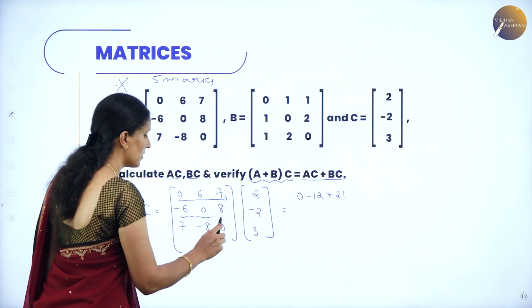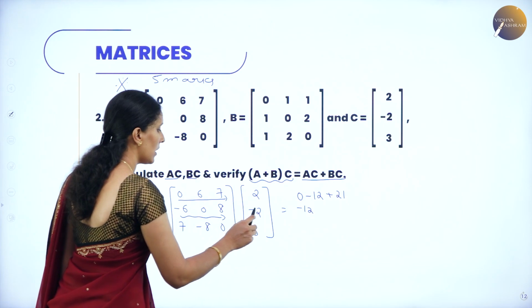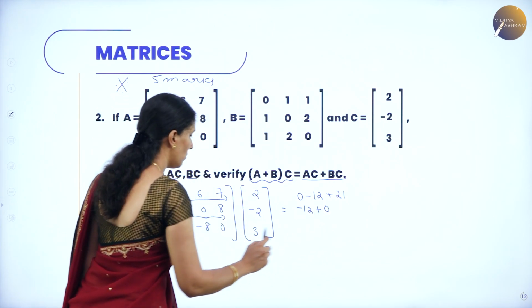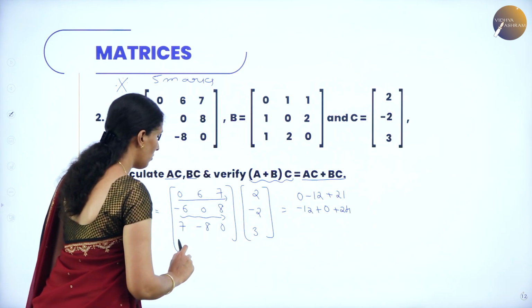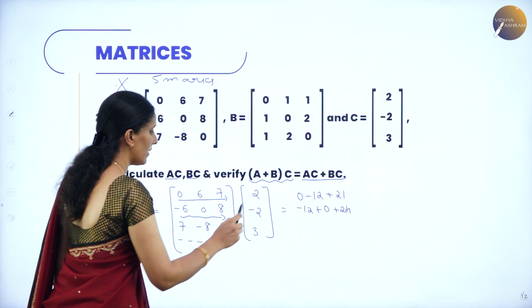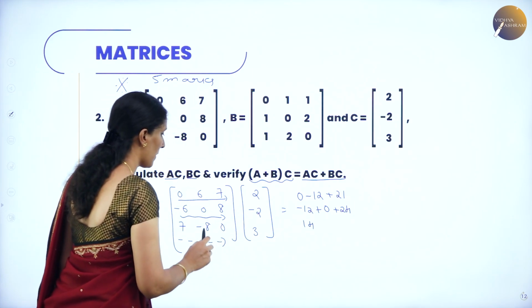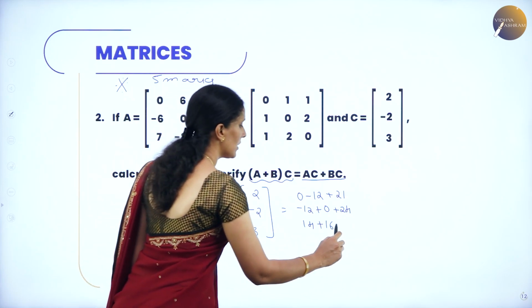Next, we will take this. Minus 6 into 2, minus 12. 0 into minus 2, plus 0. 8 3s are 24. Done. Now the last row, third row. 7 2s are 14. Minus 8 into minus 2, plus 16, and here you will get 0.